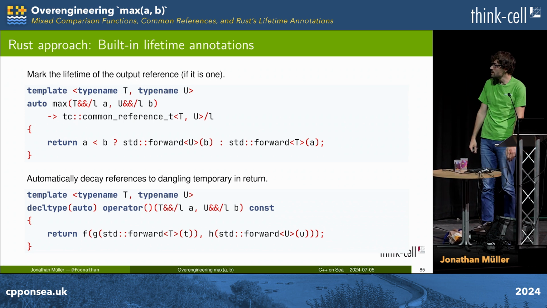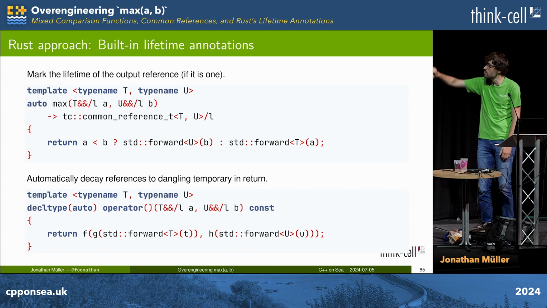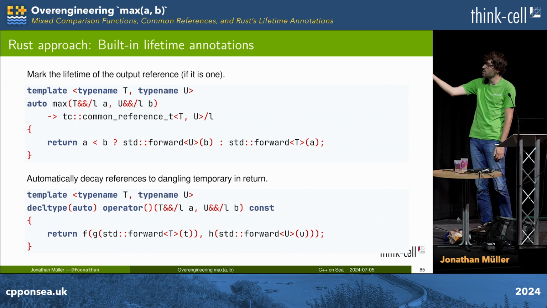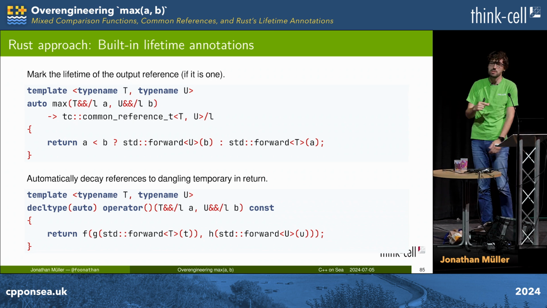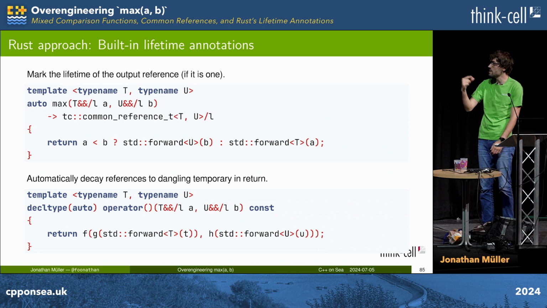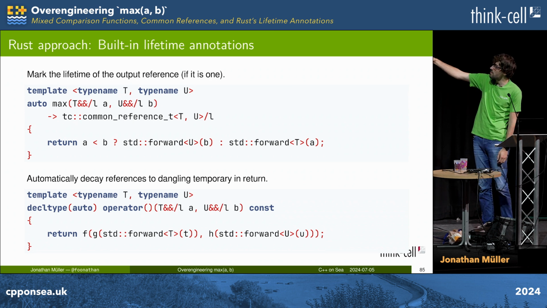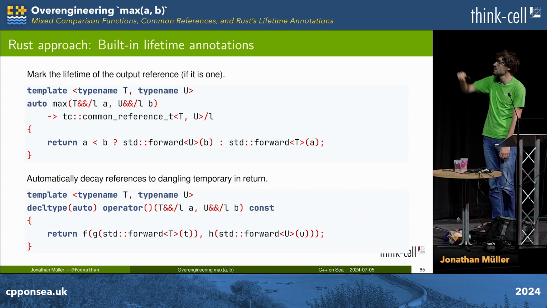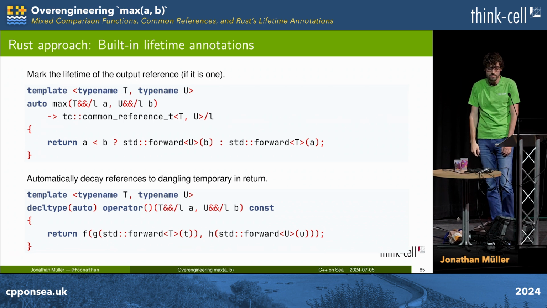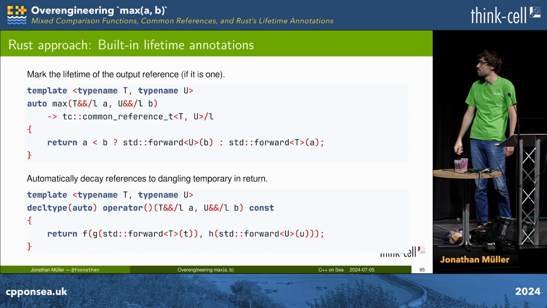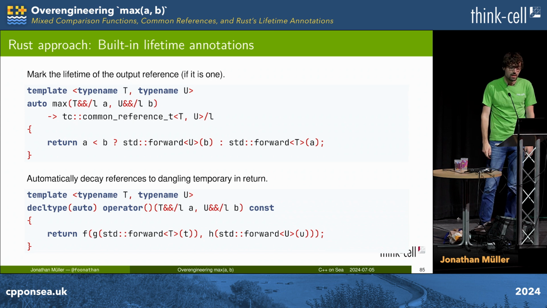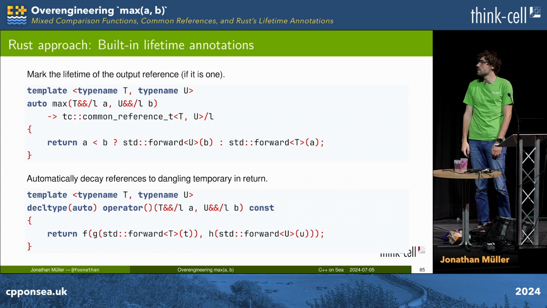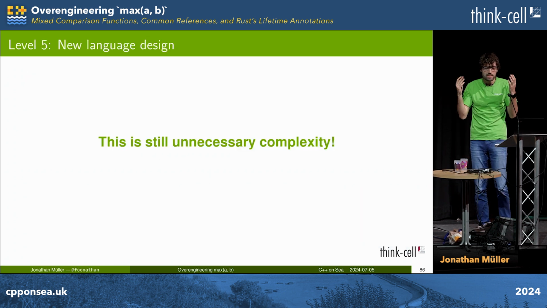It can't do that in C++ because the compiler can't look into f to figure out whether the reference that is being returned comes from one of the arguments or not. Right? This is why we implemented the TC temporary tracking. But if f has the appropriate lifetime annotations, the compiler can look into it and figure out what went wrong there. And this would just solve the problem, right? We just add lifetime annotation. This is what Rust does. But this is still unnecessary complexity.